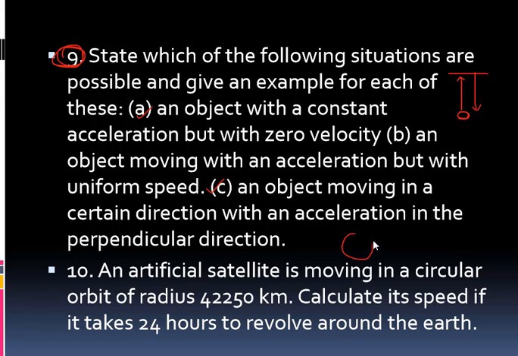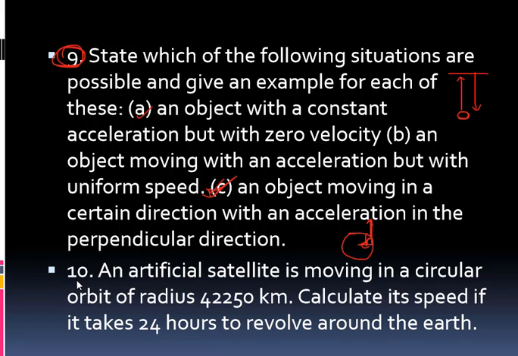When the object is moving in a circular path, it is possible. Suppose at this point we consider this is the direction of velocity, and this is the direction of acceleration. Both are perpendicular to each other. So for now, just see that whenever the body is moving along a circular path, this is the case.